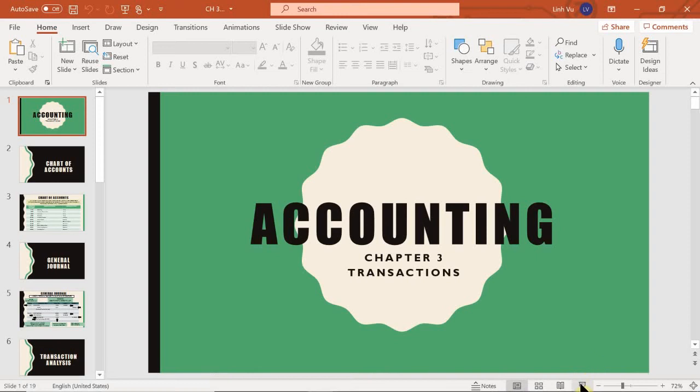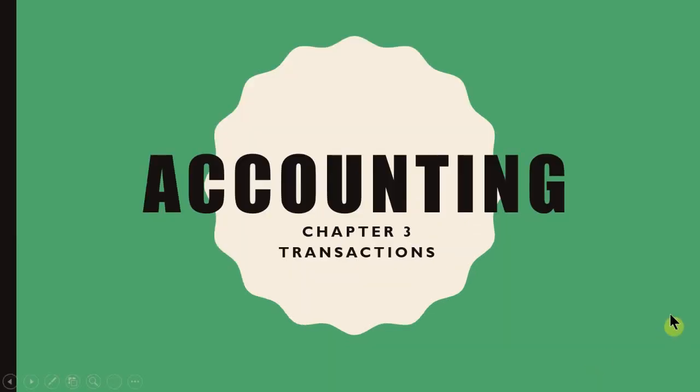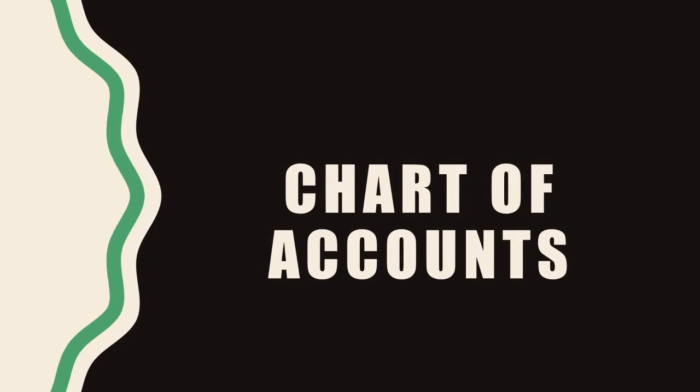All right, so now we are finally moving into chapter 3, where we're going to talk about transaction and transaction analysis, okay? So chapter 3 is going to be talking about how we actually use the concepts that we just learned in chapter 2, how we organize our ideas, and how we actually use those accounts to put them in a general journal to reflect that a transaction has occurred.